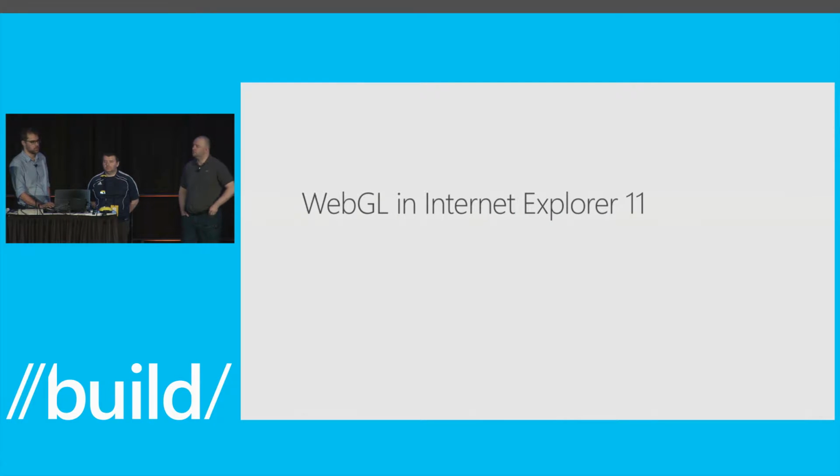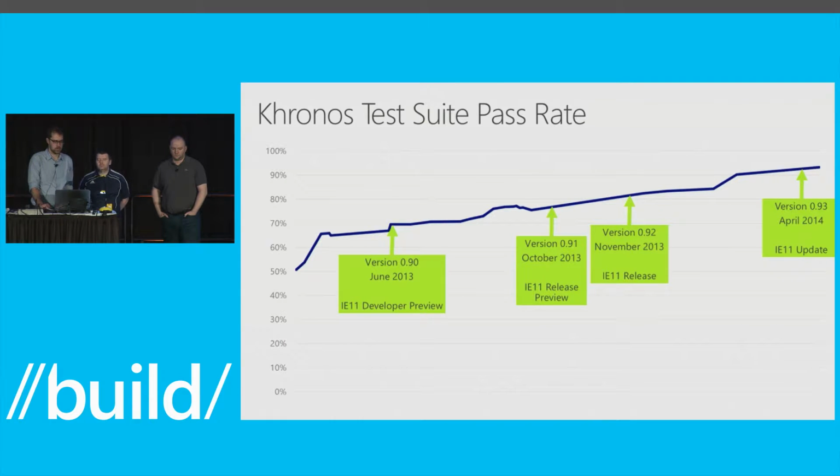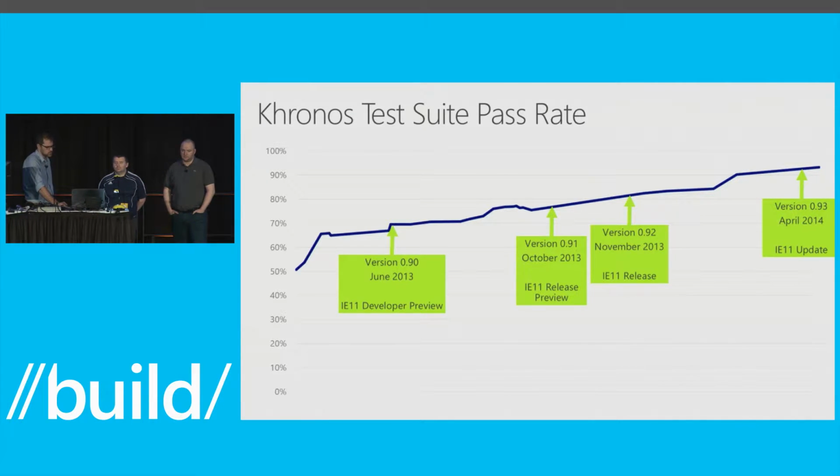So let's switch over to WebGL in IE11. We started last year in June and shipped our first version of WebGL in IE11. Since then, we've been very hard at work increasing our feature set and increasing the Khronos test suite pass rate. We've actually shipped 4 times so far, and we'll continue to ship updates to the WebGL renderer in the next couple of months. The first version we had in June passed at around 70% in the Khronos test suite in our IE11 developer preview.